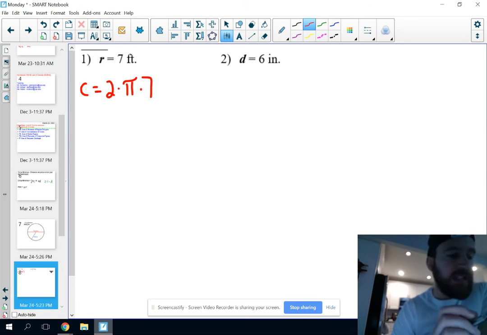And we're asked for the exact answer, and in parentheses it says in terms of pi. That means we just don't multiply pi out. So it's actually less work for you. You don't even need a calculator. So our circumference exactly is 14 pi feet.